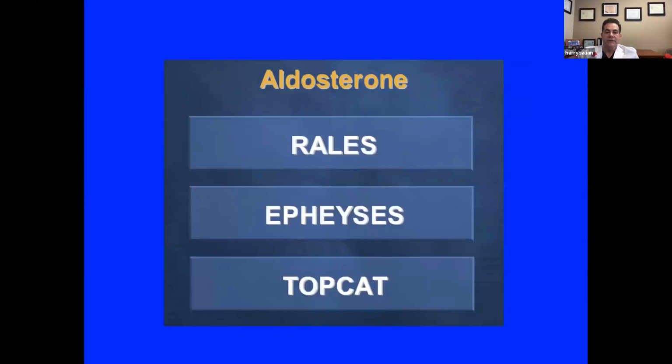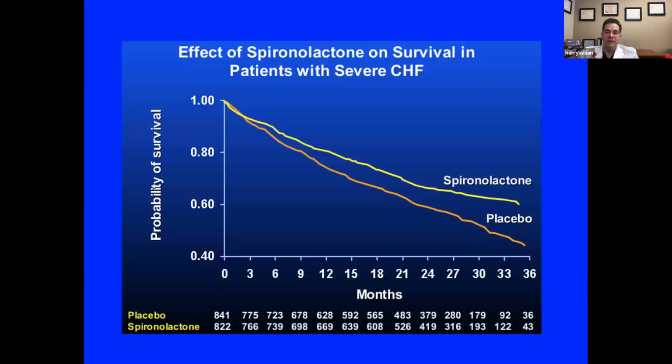And the RALES, EPHESUS, and TOPCAT trials are the three trials studying aldosterone antagonists versus placebo, showing that there was an improvement in survival with the aldosterone antagonist versus the placebo, and the study was up to 36 months out.